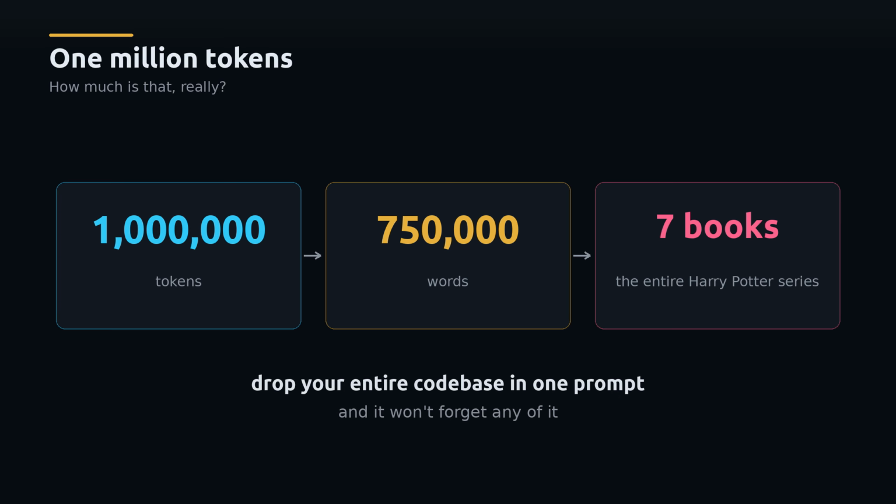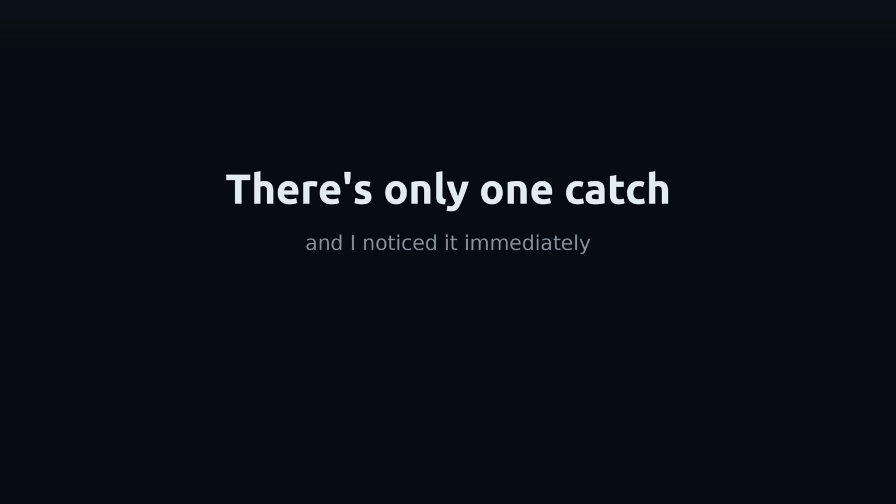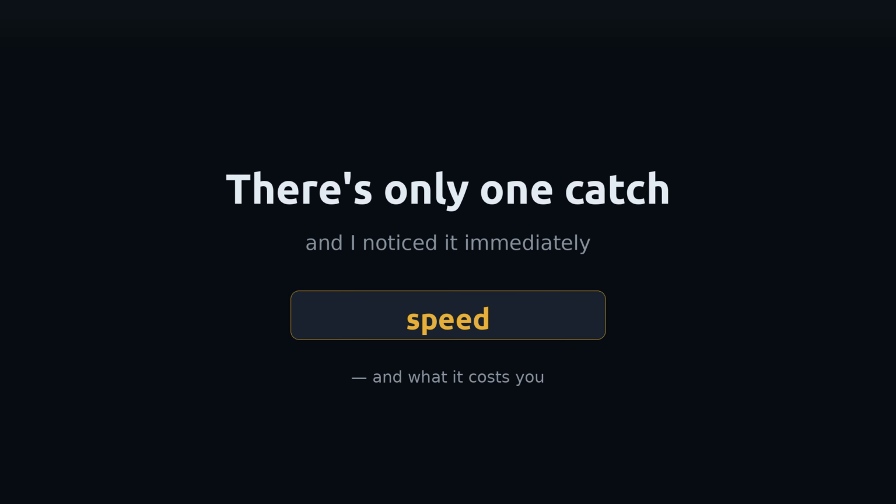The model itself has a 1 million token context window, so that means it can fit a lot of your tasks together. For context, that's about 750,000 words, or roughly the entire Harry Potter series in one go. You can drop your entire codebase into a single prompt and it won't forget anything. There's only one catch, and I noticed it immediately.